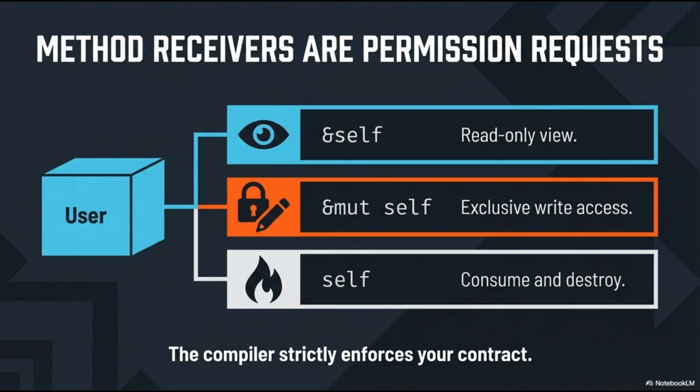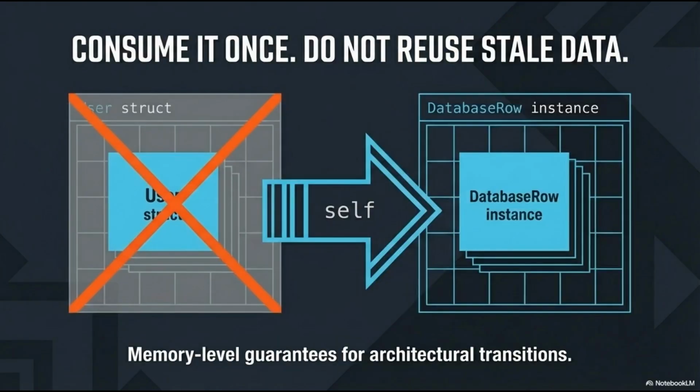Makes perfect sense. But the third one is the one that really breaks your brain if you spend 10 years writing Java. Oh, the consuming self. Yes. If the first parameter is just self, with no ampersand, the method actually takes full ownership of the struct. It consumes it. It eats it.